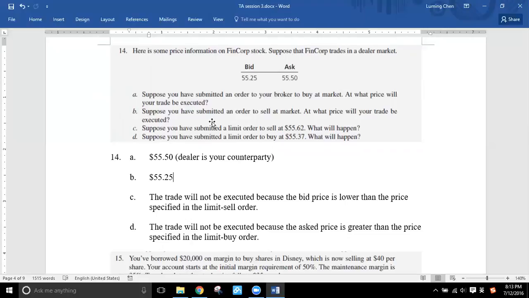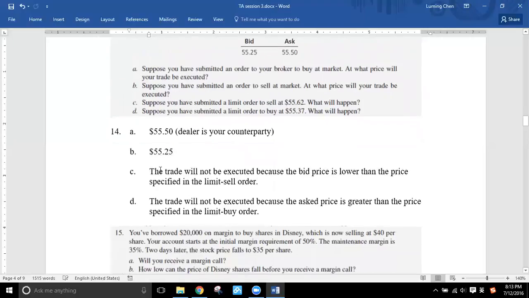Suppose you have submitted a limit order to sell at $55.62. What will happen? It's a limit order to sell. If you want to sell, your counterparty is the bid, but you want to sell at a price higher than the bid price, so there will be no trade. The trade will not be executed because the bid price is lower than the price specified in the limit sale order.